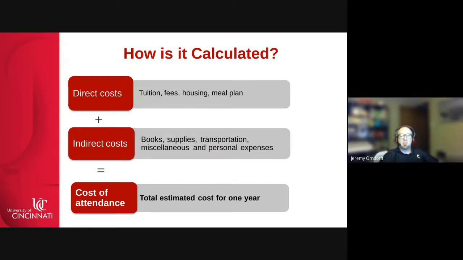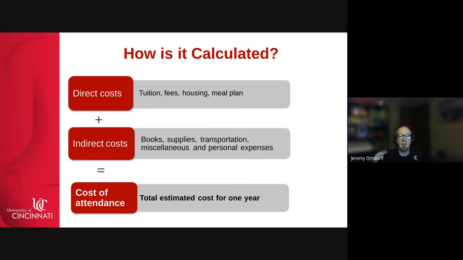So when you see this, not all of it may apply to you. So, again, if you're going to a local school, and I'm plugging UC here, if you're going to UC and you're not living in the dorms, the housing cost is not necessarily going to be applicable to you, because if you live with mom and dad, you're not having additional costs for that. It's just what was already happening.